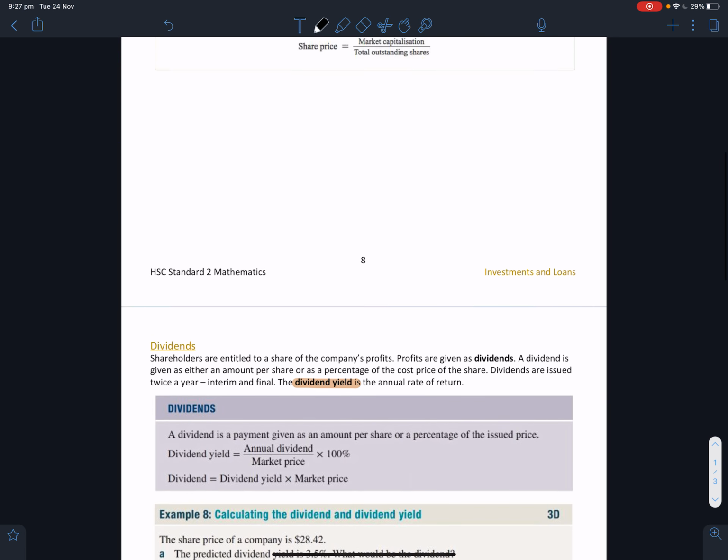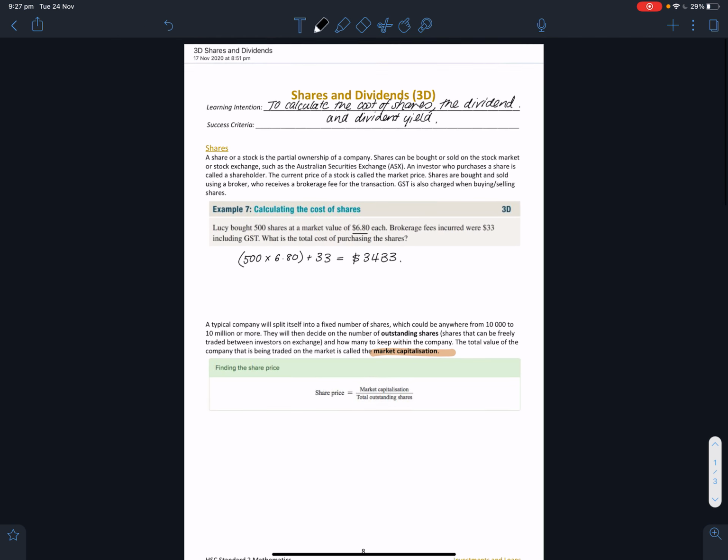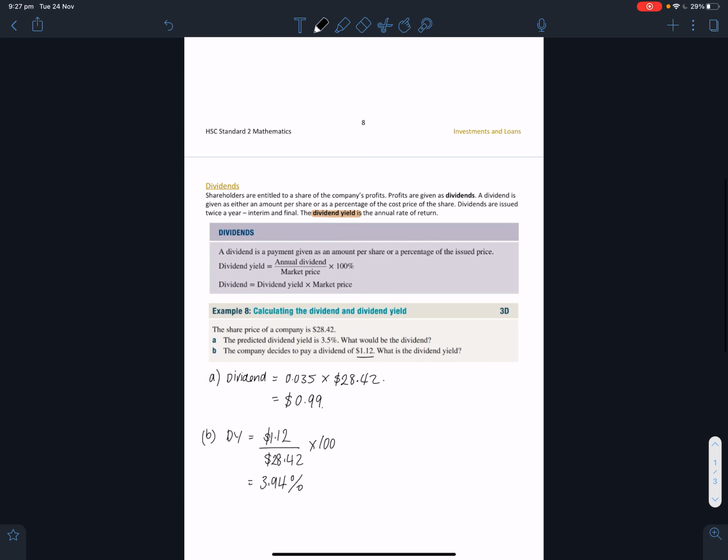Have a go at those questions in the textbook. There are some HSC questions as well related to this.